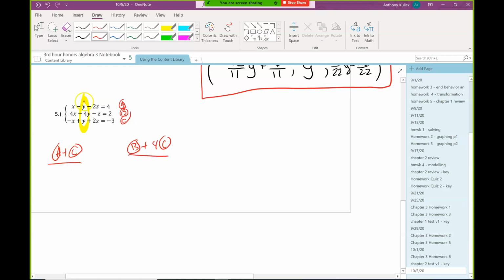Okay. So A plus C, we don't have to really rewrite anything, right? Because they're both written down there. So x and negative x give us 0. Negative y and positive y give us 0. Negative 2z and positive 2z give us 0. And then 4 and negative 3 gives us 1. We're done at this point right here. Since that's not a true statement, this is no solution when it's finished. You don't have to do anything else. It's over.